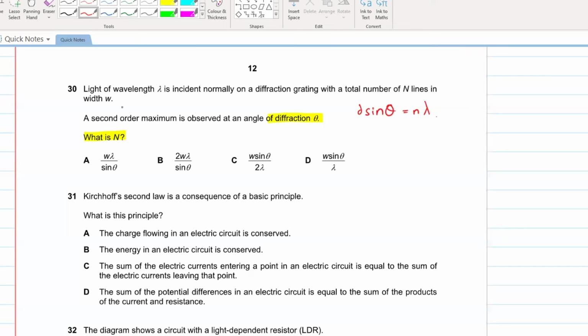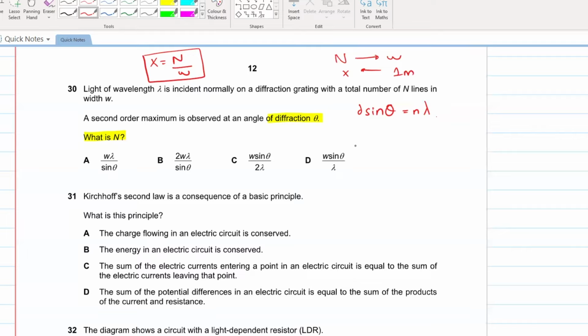Now, if you have N number of lines in a length of W, how many lines will you have in 1 meter? Let's put an x here. x is equal to N over W. Number of lines in 1 meter is N over W. If N number of lines are present in W width, the number of lines in 1 meter is N divided by W.